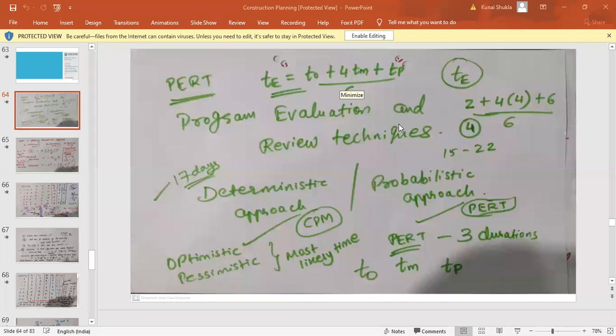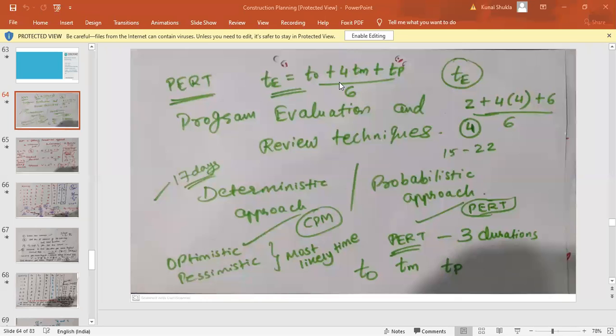So generally, whenever you are dealing with the PERT method, that is called a probabilistic approach. Why probabilistic approach? Because it is dependent upon the probability of completion. You do not have a deterministic approach. You cannot determine exactly that this will take this much time only. Whereas in the case of the CPM method, there was a fixed time period.